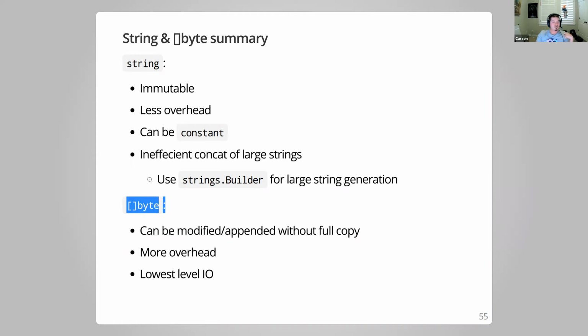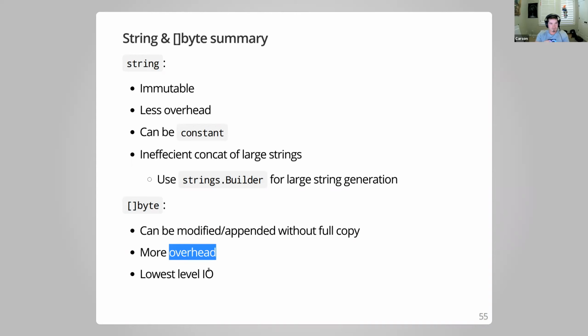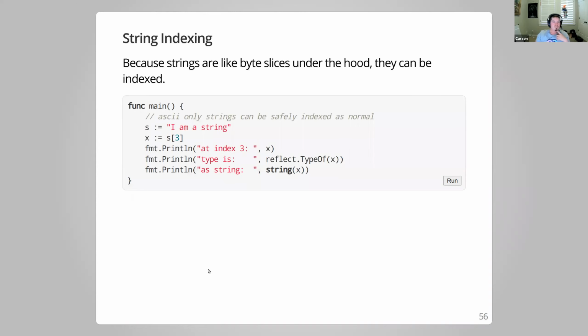Slice bytes are, like I said, super low level. They can be modified and appended without doing a bunch of copies all the time. But they have a little bit more overhead. You saw how much bigger our small string got. The takeaway is use them where they're appropriate, but they are semi-interchangeable. We're going to move on.